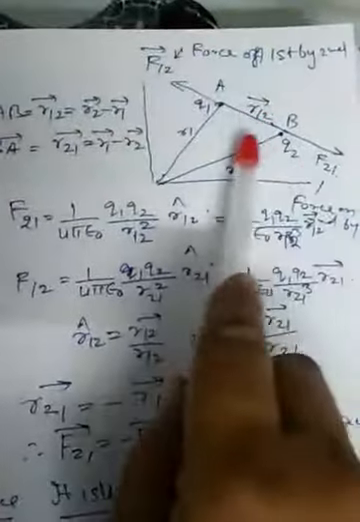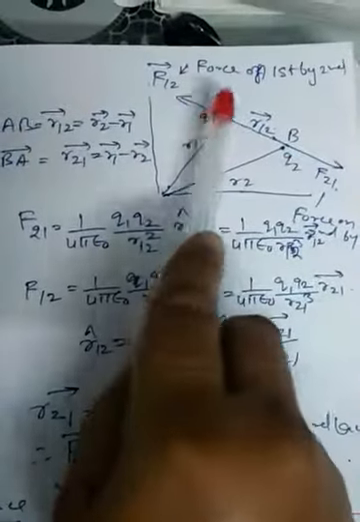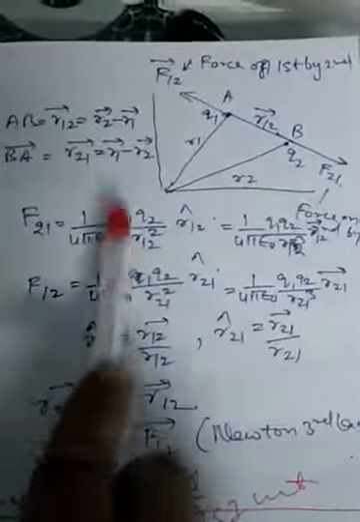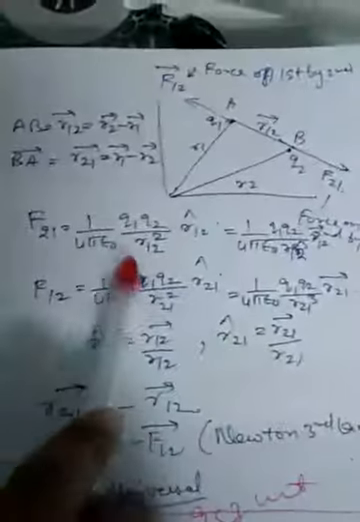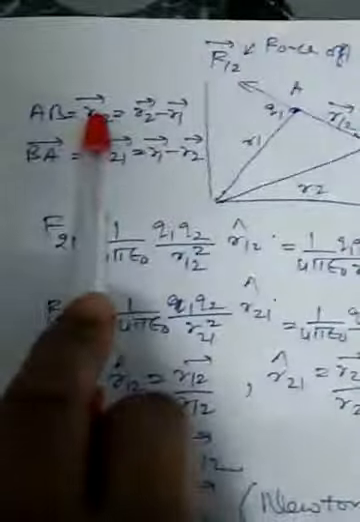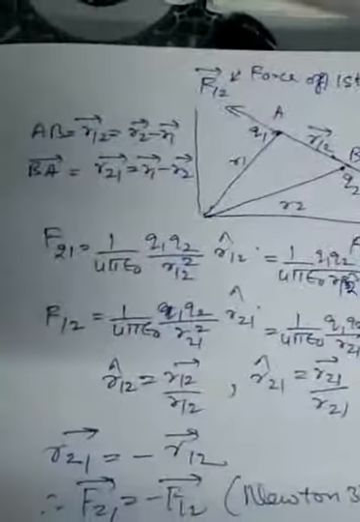Now F21, we have seen, is the force of 1 on 2, that is, the force by charged particle 1 on 2. That can be calculated by the formula K, or 1 by 4 pi epsilon naught, Q1 Q2 upon the distance, that is from A to B. A to B means AB. What is the value of AB? It is R12. So R12 whole square.